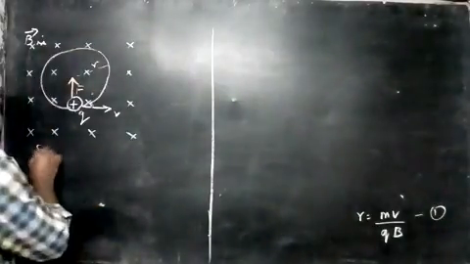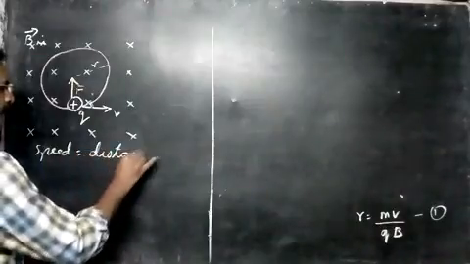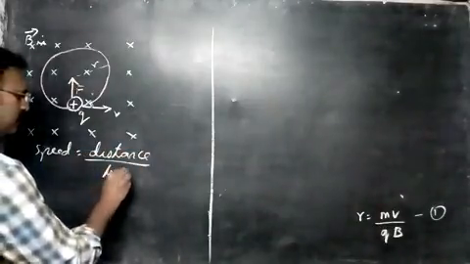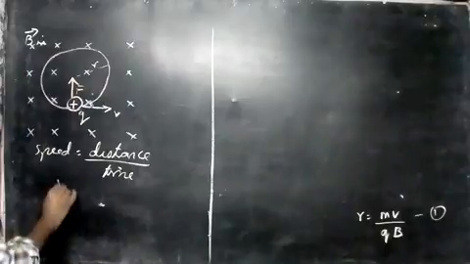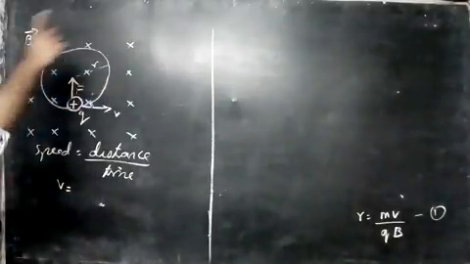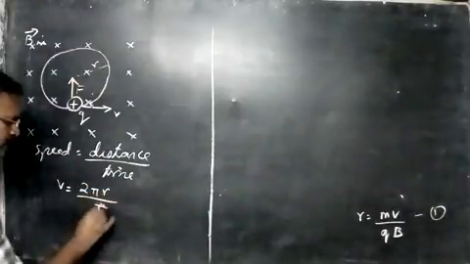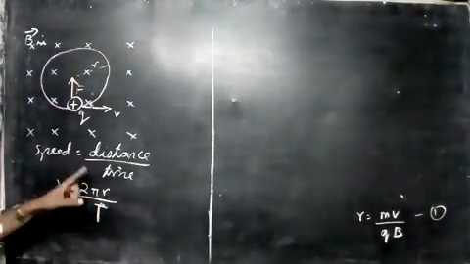So let's see what is the formula for speed. Speed is equal to distance by time. Speed symbol is v. Now the distance it travels here is the circumference of the circle. It travels a circular path, so the circumference will be 2 pi r by time, where time is capital T. Our aim is to find the time only.